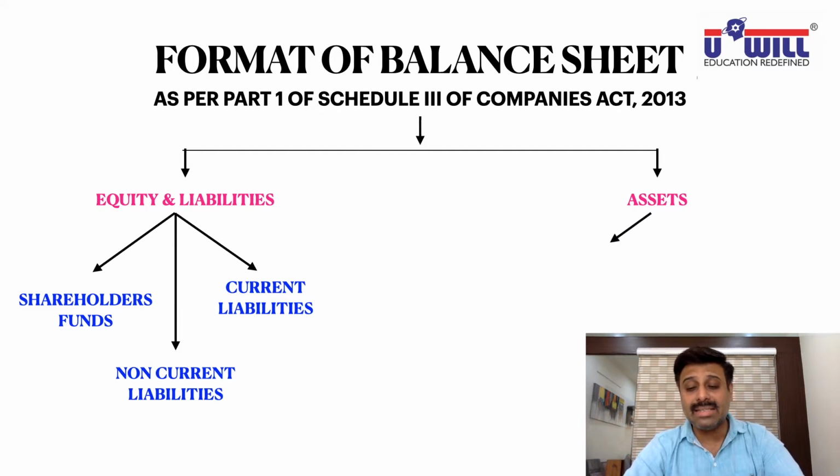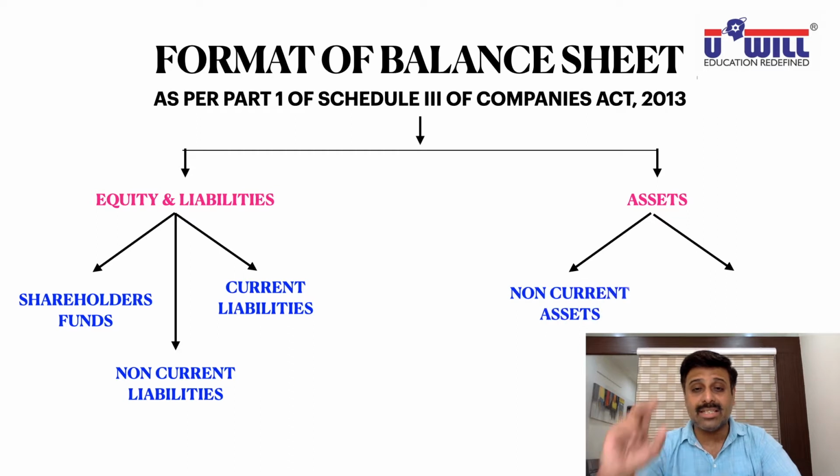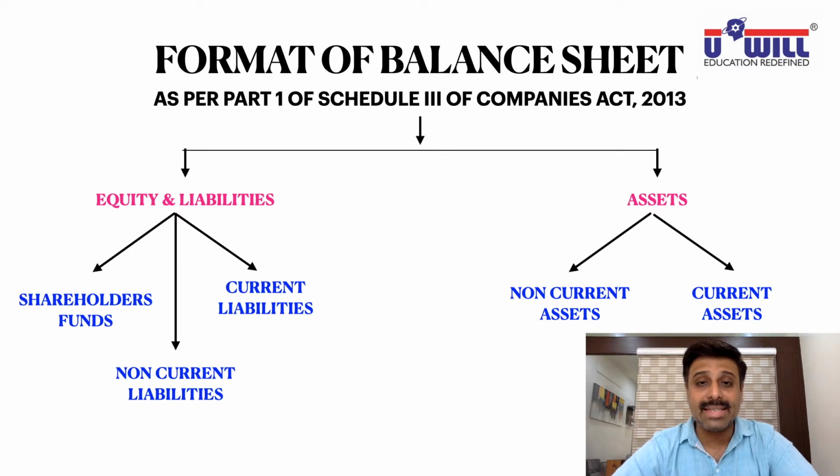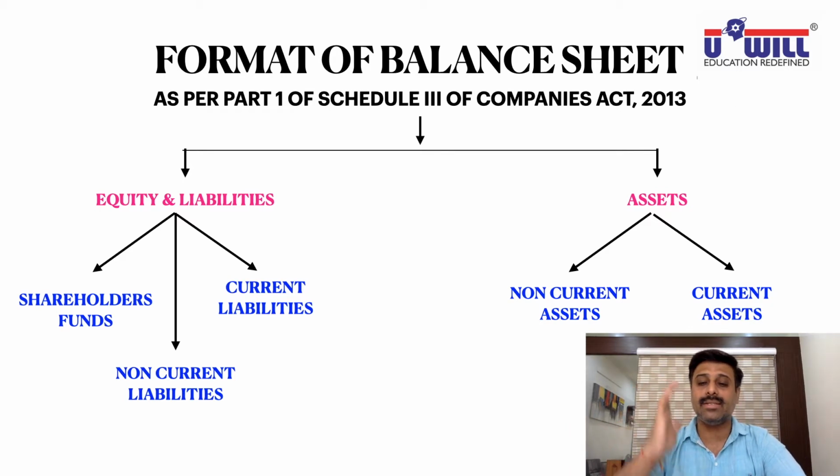And in assets there are only two types, like liabilities two types, non-current liabilities and current liabilities. Assets two types, non-current assets and current assets. So two headings will come in assets. Like five main headings in the balance sheet.